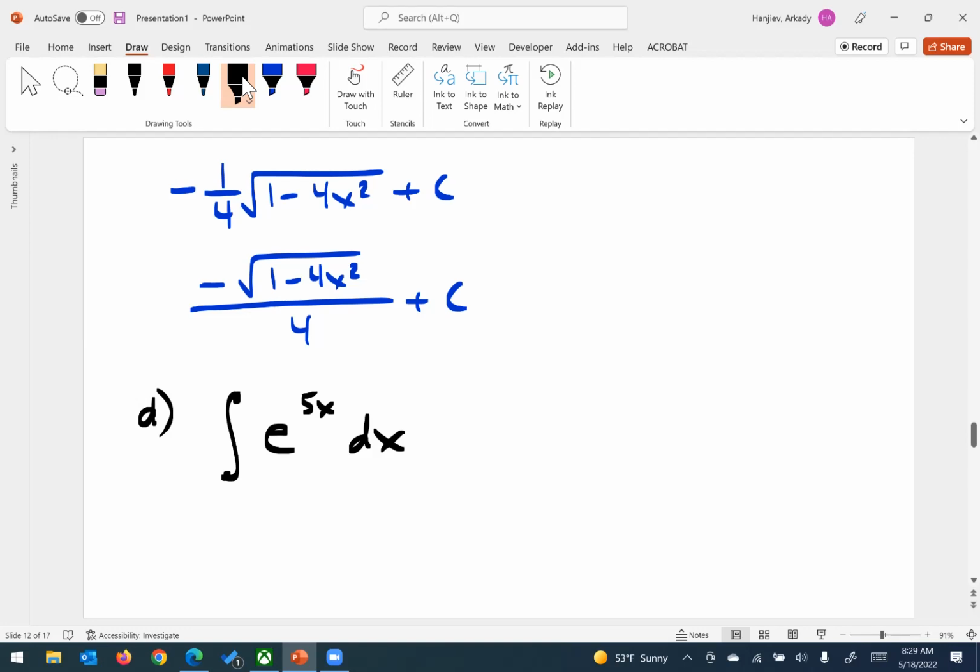All right, anybody see an outside function? Thinking e is the outside function, right? Anybody see an inside function? E is the function, right? But the stuff inside the exponent, yeah, absolutely. So let's go with it here. I'm thinking this one right here. Let me change to blue. u is equal to 5x.